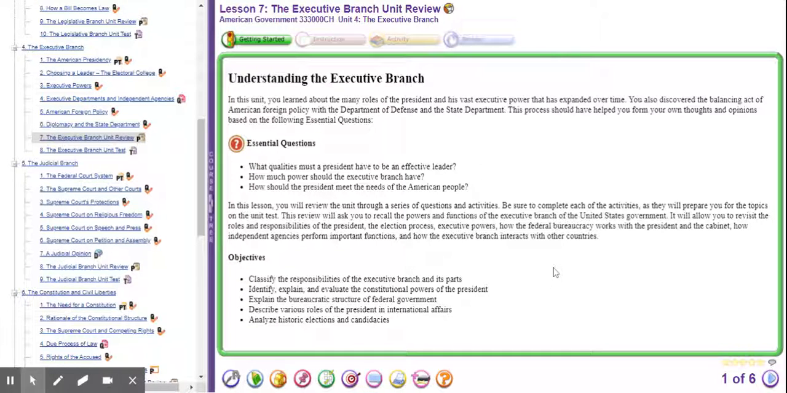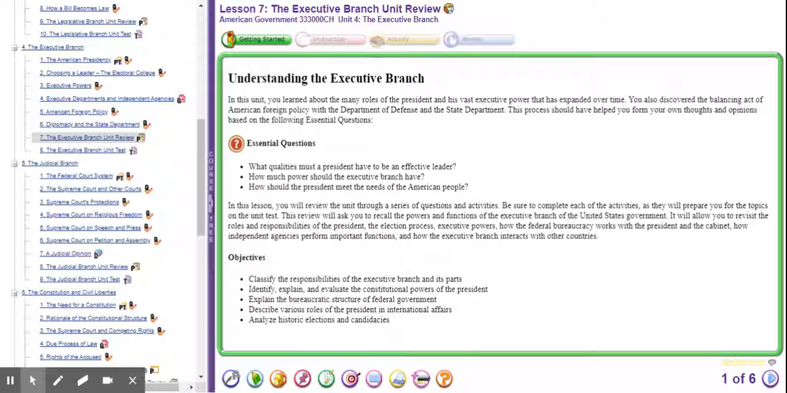In this unit, you learned about the many roles of the president and his vast executive power that has expanded over time. You also discovered the balancing act of American foreign policy with the Department of Defense and the State Department. This process should have helped you form your own thoughts and opinions on the following questions.